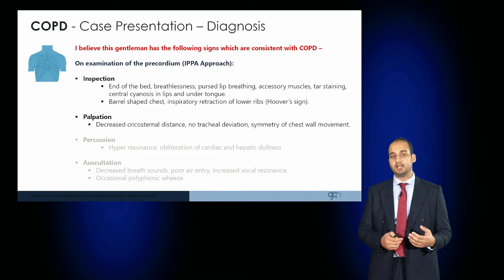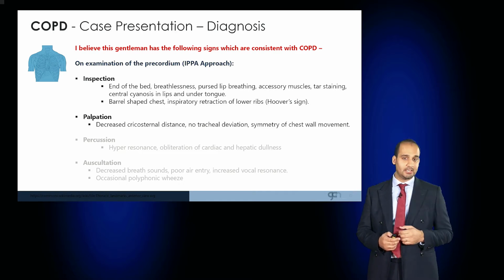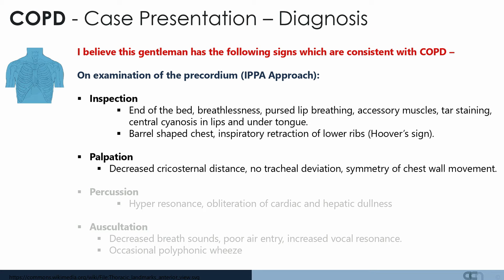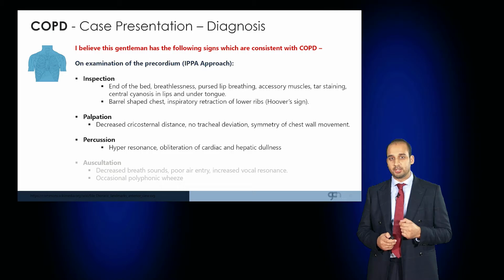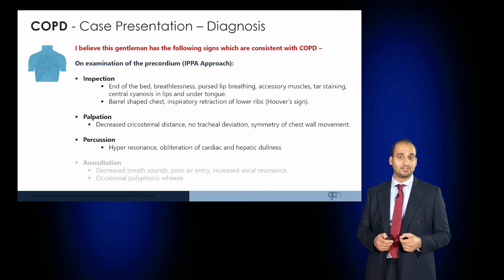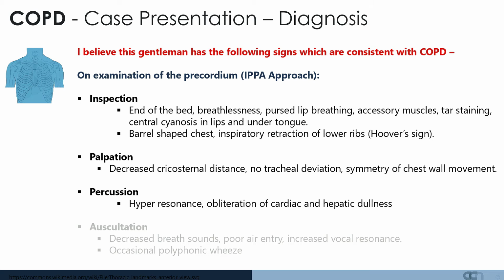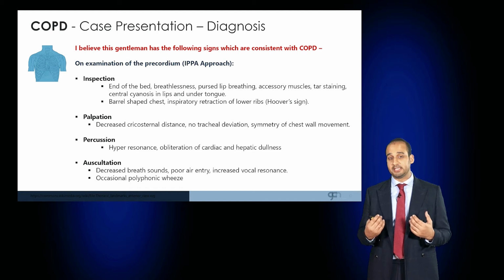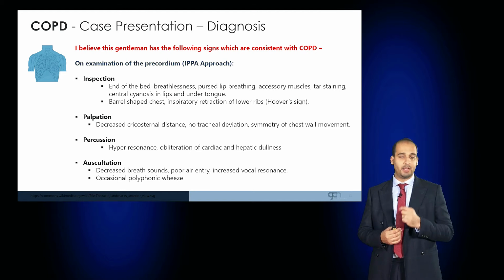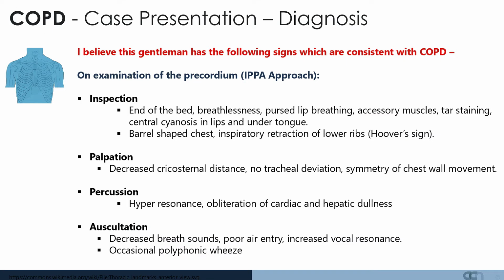On palpation, you would note a decreased cricosternal distance with no tracheal deviation and symmetrical chest wall movement. Percussion would result in increased resonance as well as obliteration of the cardiac and hepatic dullness due to the increased AP diameter of the chest. On auscultation, you would expect decreased breath sounds, poor air entry, and increased vocal resonance with an occasional polyphonic wheeze.